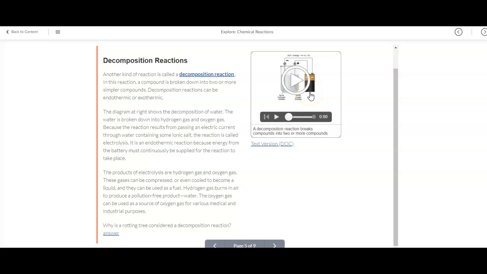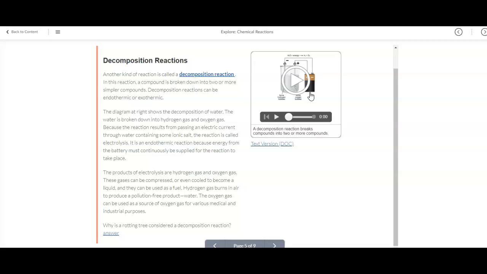The products of the electrolysis are hydrogen gas and oxygen gas. These gases can be compressed or even cooled to become a liquid. So they can be used as a fuel. Hydrogen gas burns in air to produce pollution-free product water. And the oxygen gas can be used as a source of oxygen for various medical and industrial purposes.